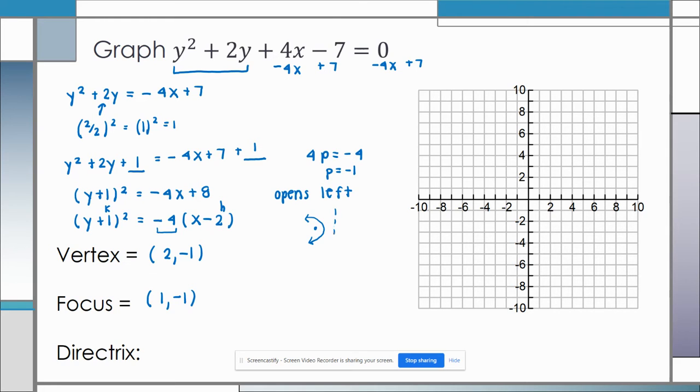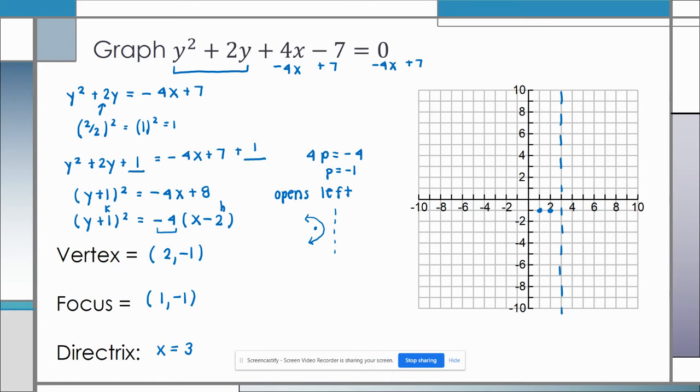I know that I need to have a vertical line that does not intersect the parabola to create my directrix, which means I need the equation x equals. From my vertex, I'm moving the length of p, 1 to the right. Well, 2 plus 1 tells us that our directrix is at 3. Okay, so if I start plotting that information, 2, negative 1 is my vertex, 1, negative 1 is my focus, x equals 3 is that vertical line, which is my directrix.